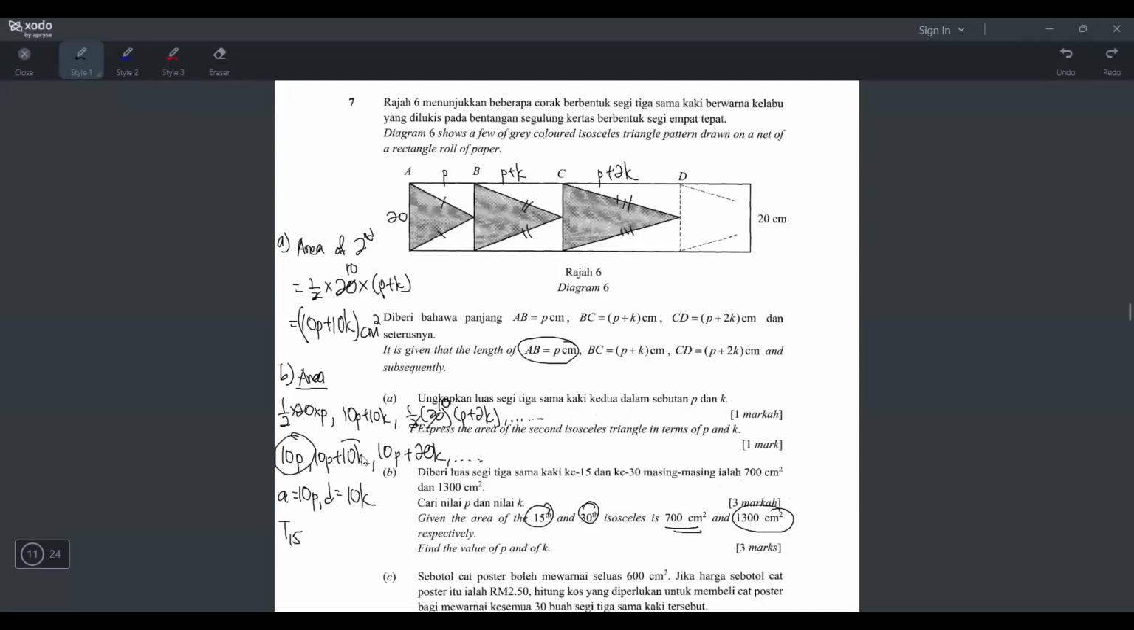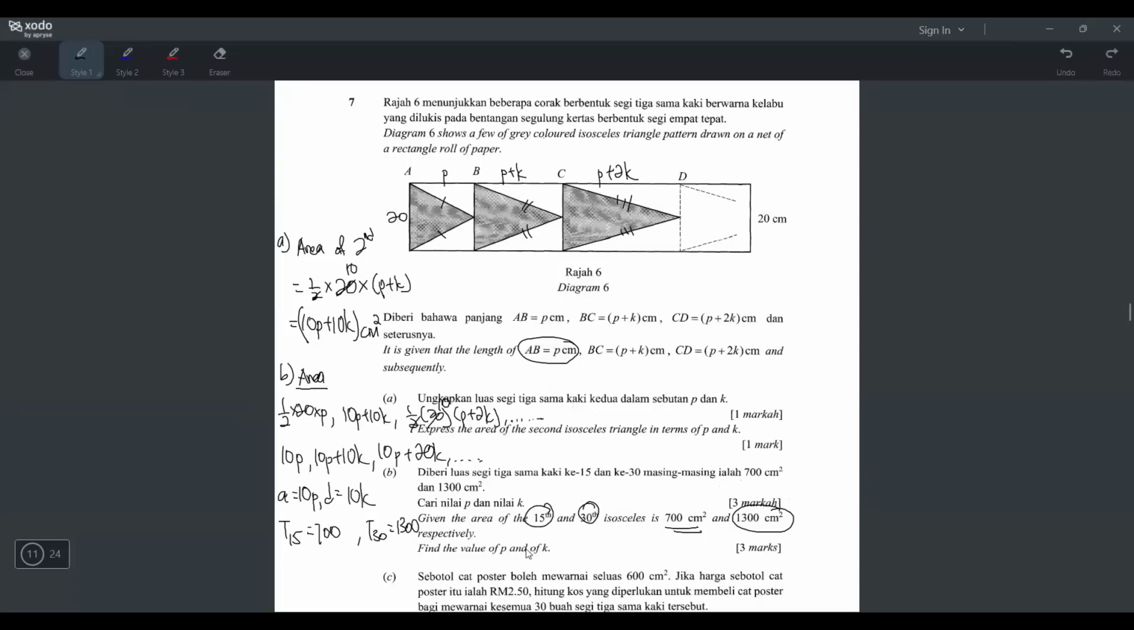It means that the 15th term in this progression is 700, because all these terms are the area. So when you go until the 15th term, T15, the area of 15 is 700. And then the next information is T30. T30 is 1300.